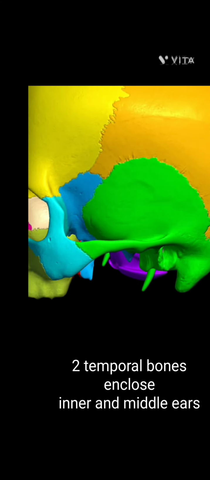The pinna or external ear attaches to the lateral surface of the temporal bone and opens up into the external auditory canal.